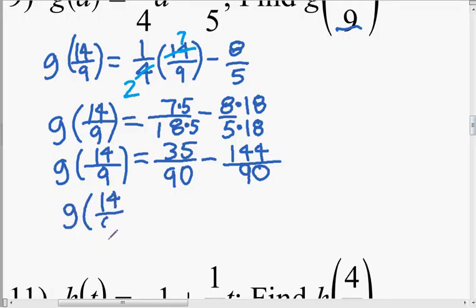G of 14 over 9 equals. I do 35 minus 144 technically, but I can find that answer by doing 144 minus 35. 144 minus 35 gives me 109. But since I'm subtracting a bigger number, my answer is negative 109.